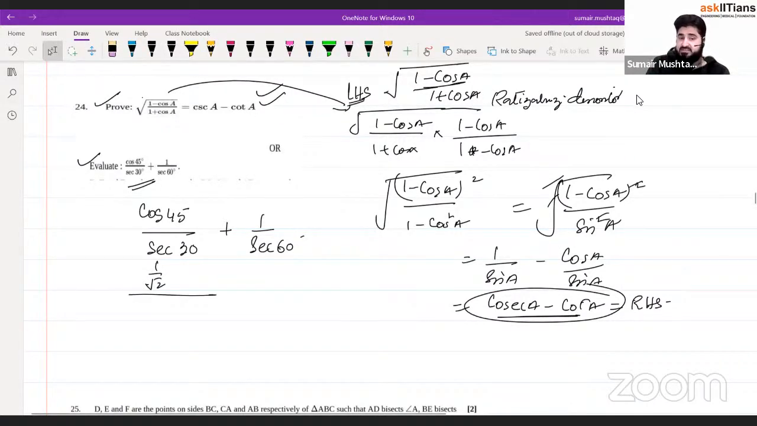Now the silly mistakes need to be avoided, obviously. And secant of 30 degrees, that is 1 upon cos of 30 degrees, that is root 3 by 2. This will be 2 by root 3. Plus this is 1 upon secant of 60 degrees, that is cos of 60. What will be that? This is 1.